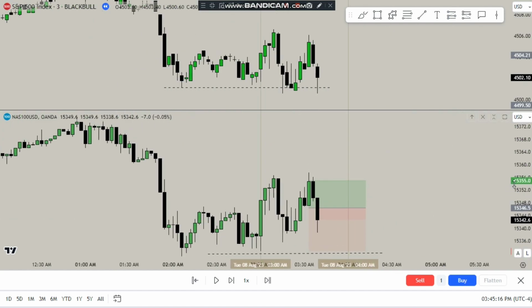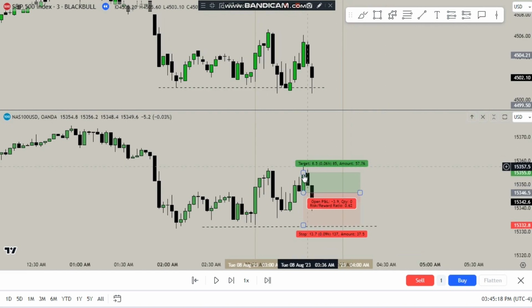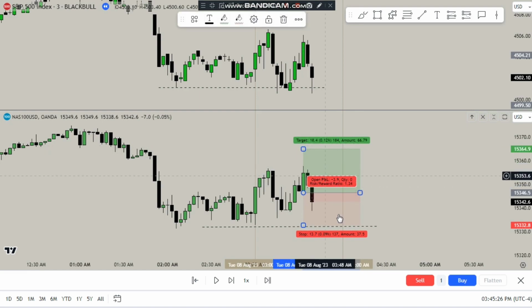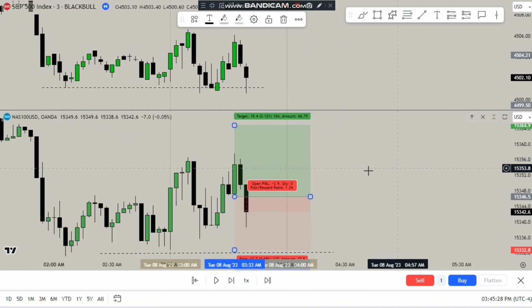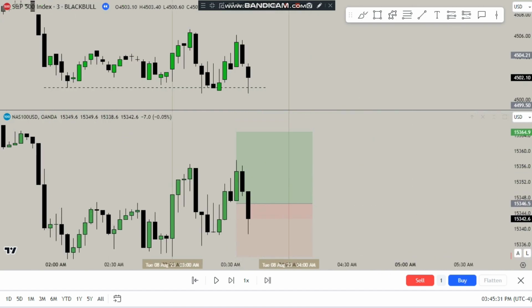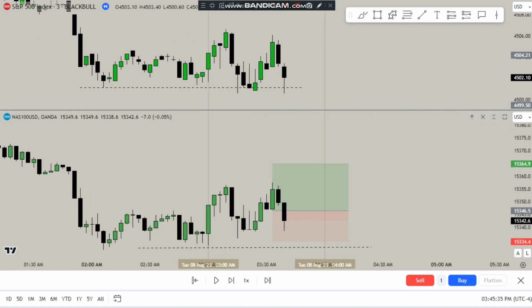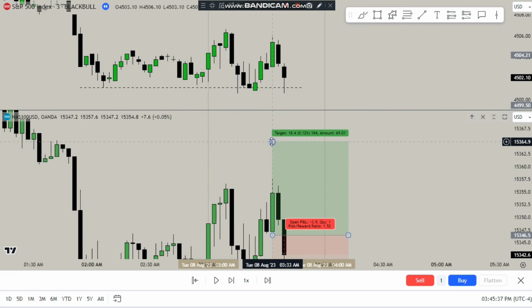Now let's see if we get 10 handles. You can target 20 handles through. This is 46, 56, so something around here, 65 or 66. This will be a good target, okay, and the stop loss will be below this swing low. So let's see if we get this target.